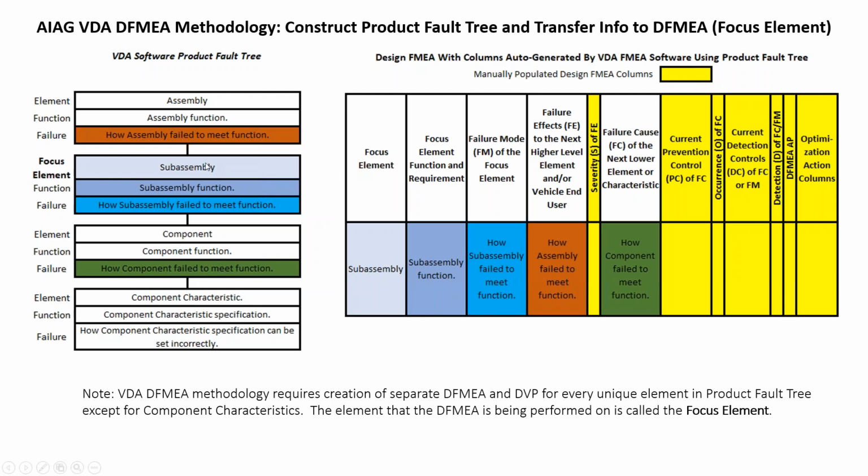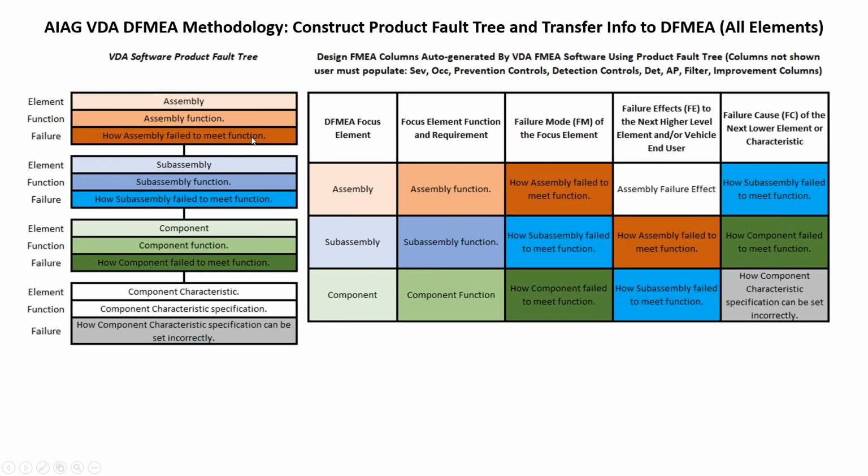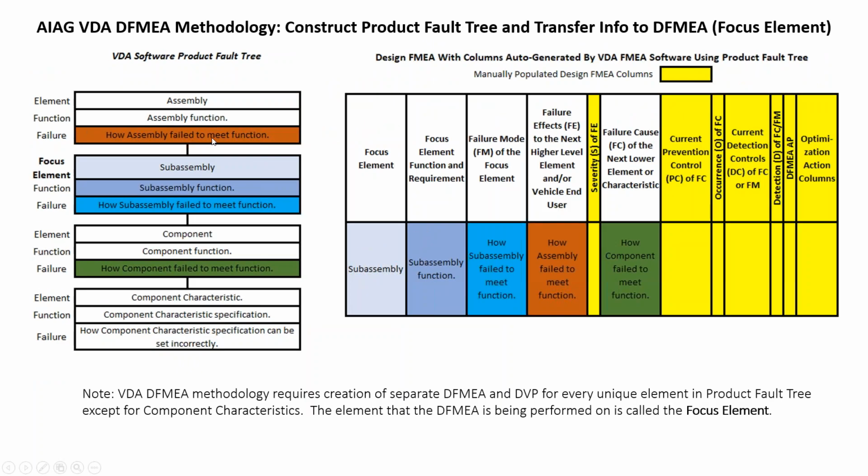They would say, this is my focus element. So here's your FMEA form. If this is your element, you take the focus element, you put it in a focus element column, you take the function, you put it in the function column, you take the failure, you put it in the failure column. You get the effect by going to the level above you and grabbing that failure. So in this case, the effect of the sub-assembly failing to meet its function is how the assembly will fail to meet its function.